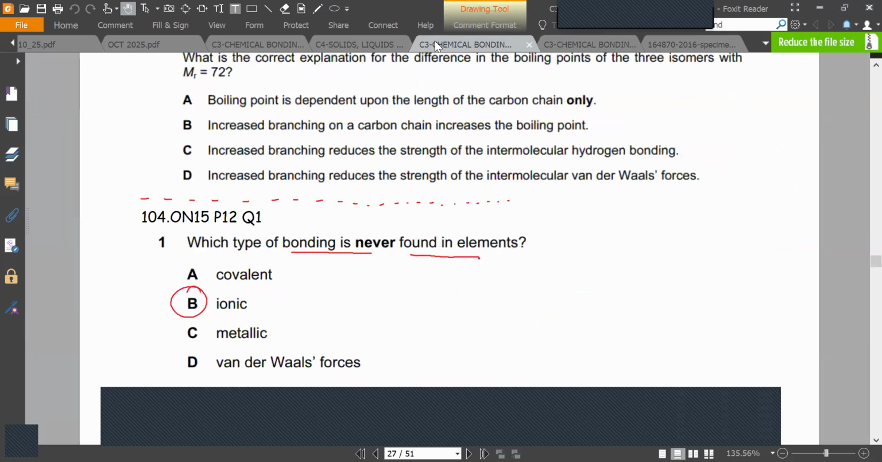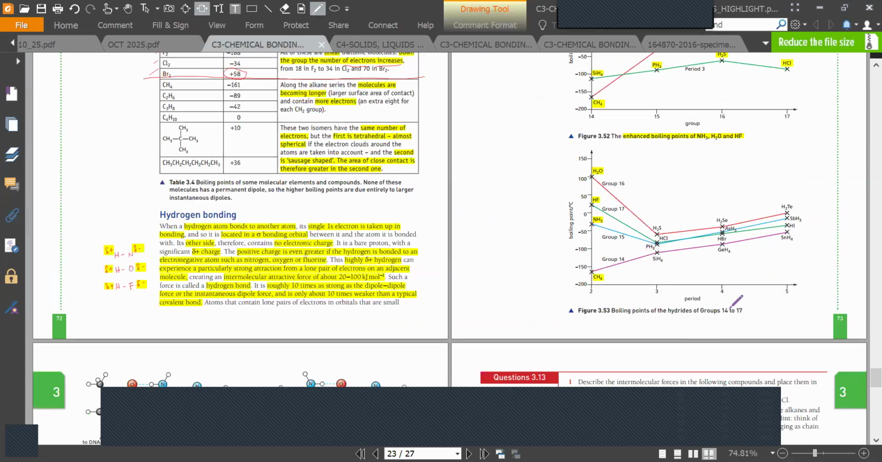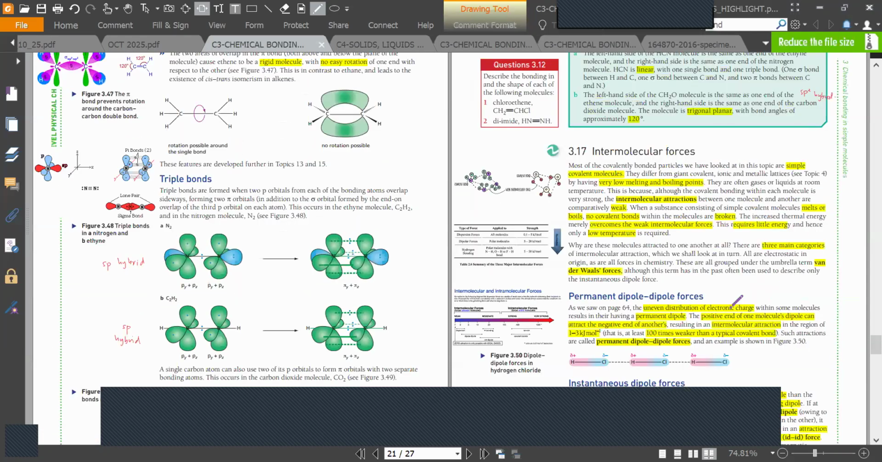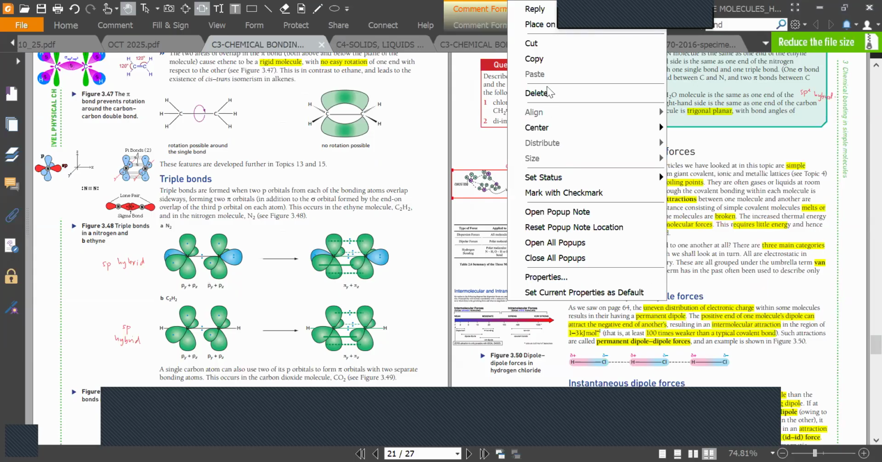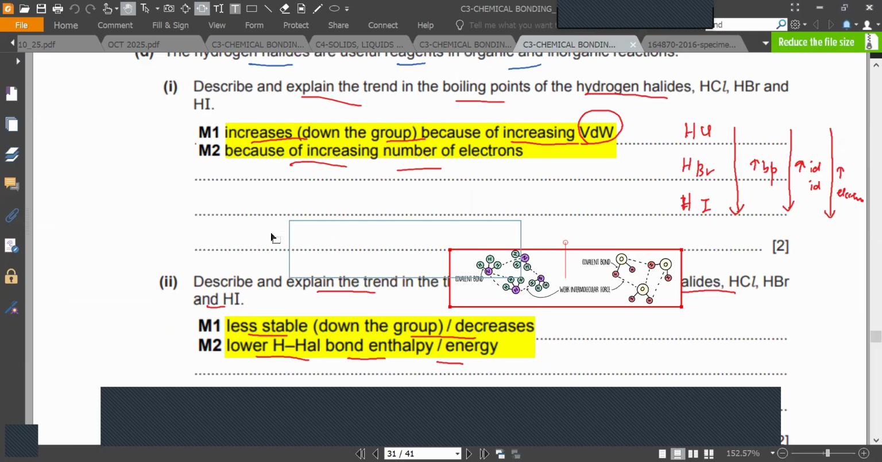Okay, let me just find the picture quickly. What is going on there?